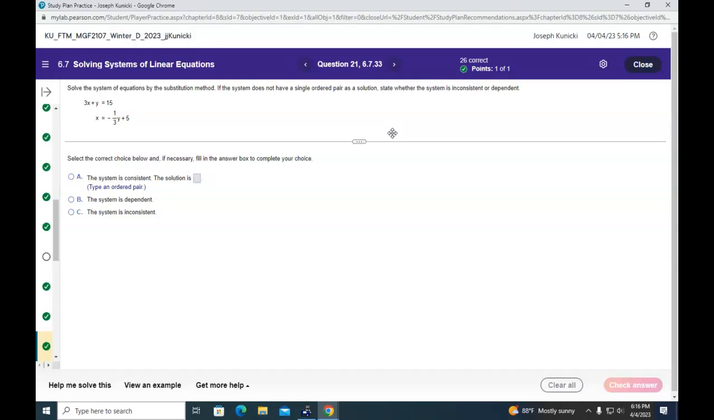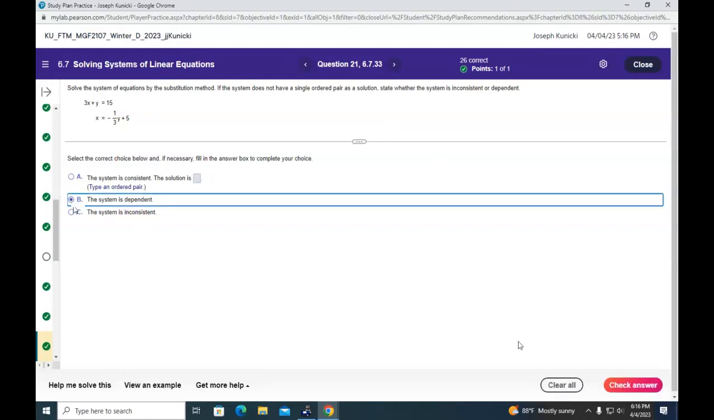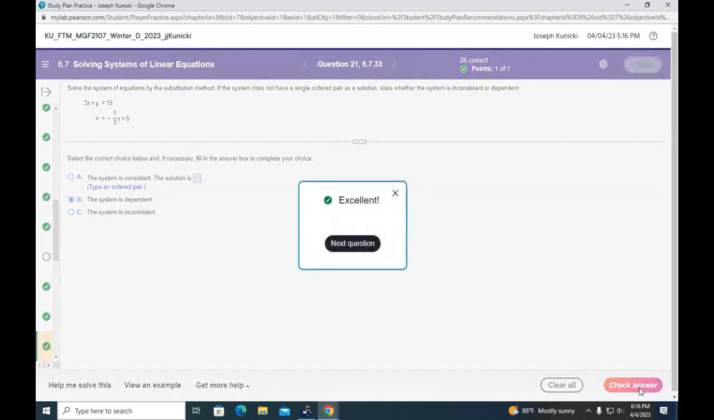15. Same line. So it's a dependent system, B. See, my variable vanished, and I ended up with a true statement. If my variable had vanished and I had 15 equals 10, or 15 equals 0, then it would have been no solution, it would have been parallel lines. Okay.